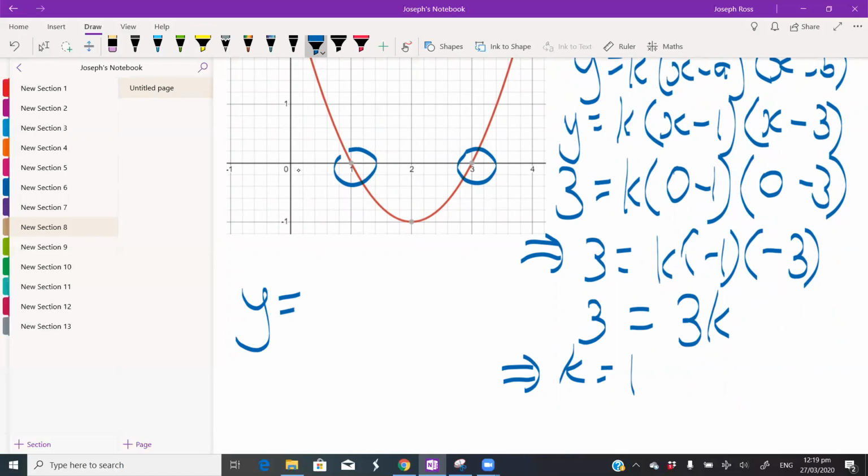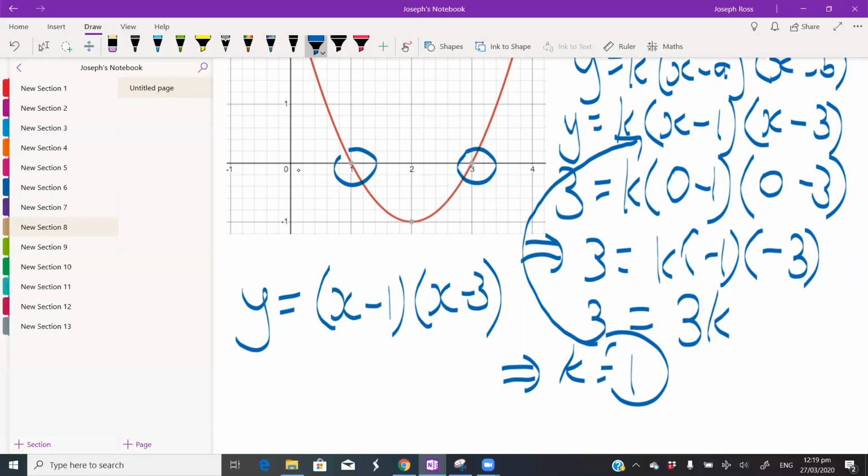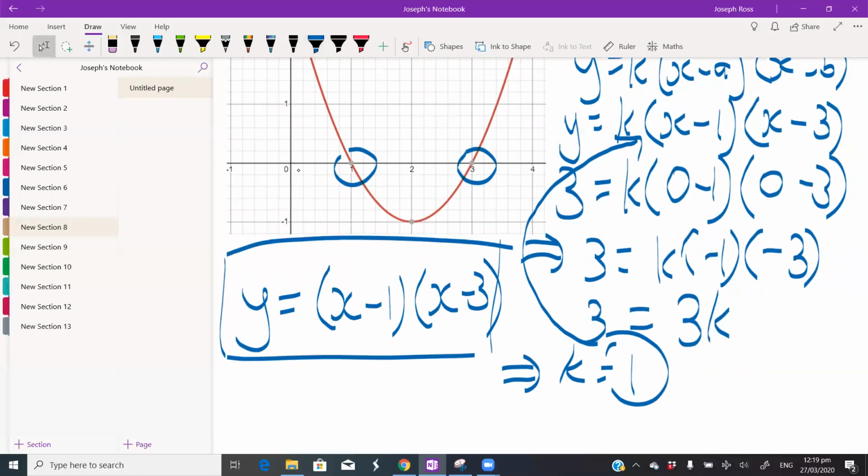k is 1. If we substitute that back into y equals k times x minus 1 times x minus 3, we get 1 times, so we don't need to write the 1 times, so we get x minus 1, x minus 3. So that is our equation.